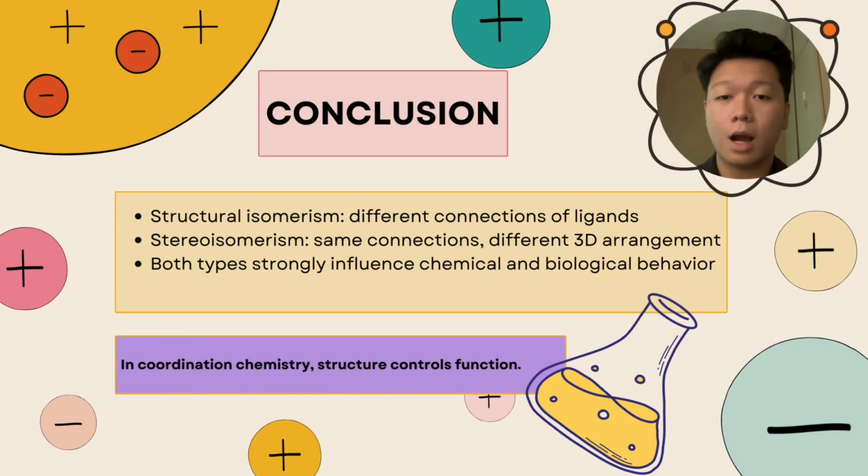To conclude, isomerism in coordination compounds can be divided into structural isomerism and stereoisomerism. Structural isomerism involves differences in how ligands are connected, while stereoisomerism involves differences in the three-dimensional arrangement of those ligands. As we have seen through examples like cisplatin and hemoglobin, even small changes in structure can lead to major differences in function. So the key message to remember is this: in coordination chemistry, structure controls function.